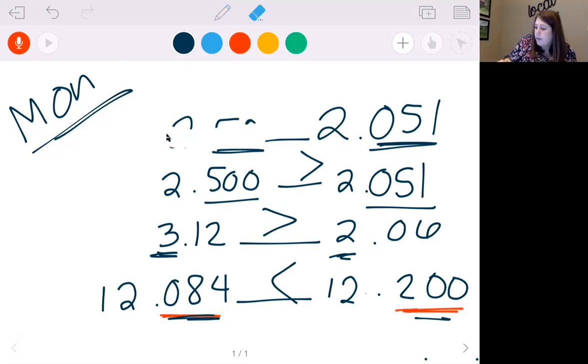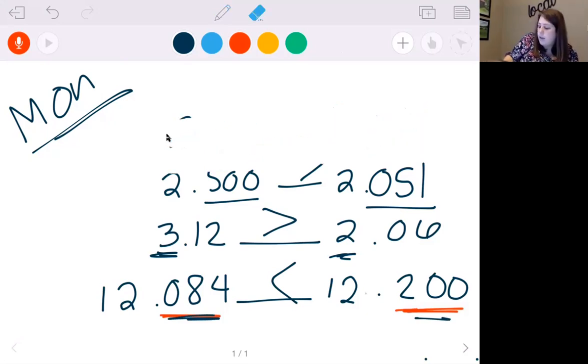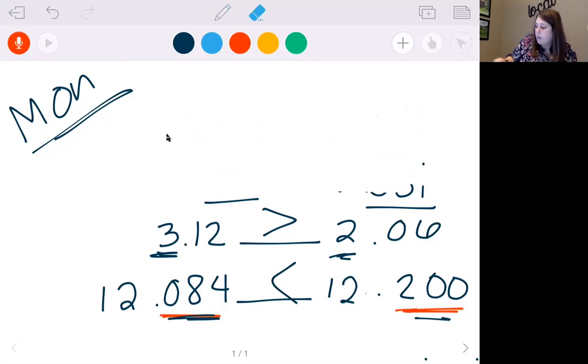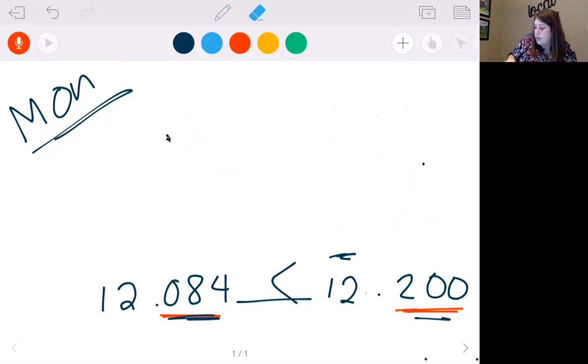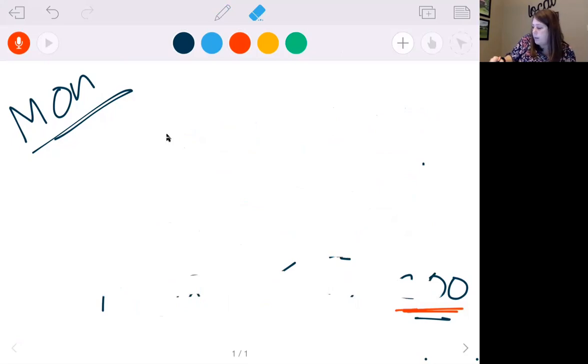So let me give you another one to try like that. If you make them both have the same number of places after the decimal, it's going to be a whole lot easier.